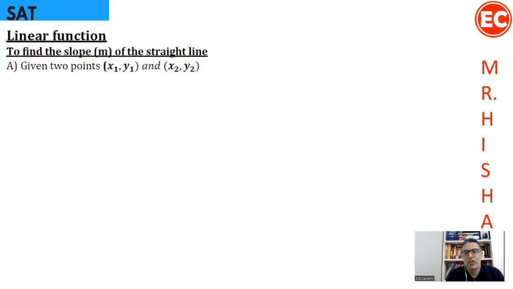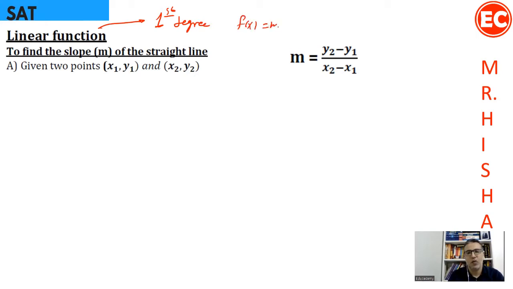Our first function that we are going to study everything about is the linear function. As I told you before, a linear function is a function of first degree, or we can simply write it as f of x is equal to mx plus b. If you remember, m is the gradient or the slope of the straight line, and b is the y-intercept. Do you remember, the slope is equal to y2 minus y1 over x2 minus x1.